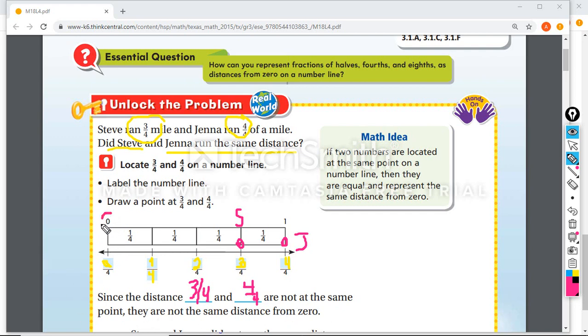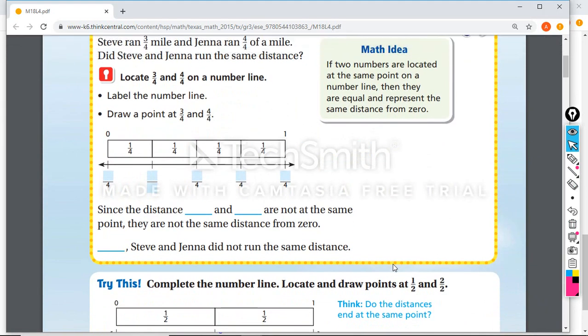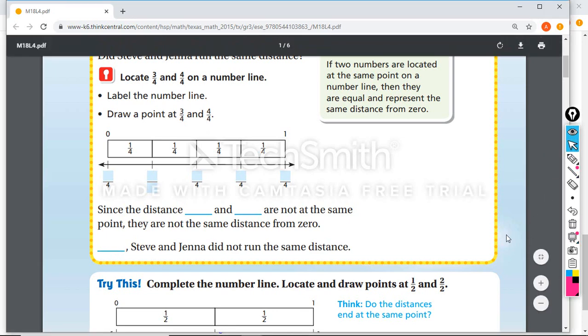Okay? And this is the key here. Remember 0. This one always starts with 0. And then we just label our points. So that's how we do that one. So Steve and Jenna did not run the same distance, okay? Let's look at the next one.